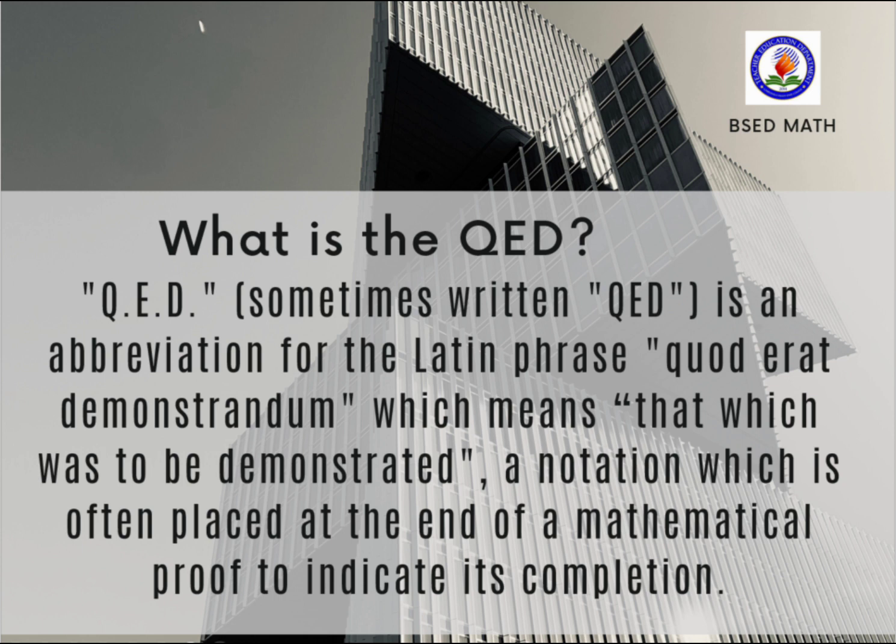Q.E.D., or sometimes written as QED, is an abbreviation for the Latin phrase quod erat demonstrandum, which means "that which was to be demonstrated." It is a notation which is often placed at the end of a mathematical proof to indicate its completion. So in every mathematical proof, if you are done with proving something, usually mathematicians or students or instructors or professors write QED at the end of that particular proof to show that the proof is already complete.